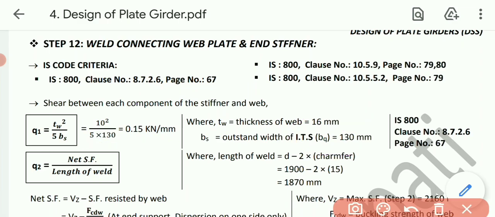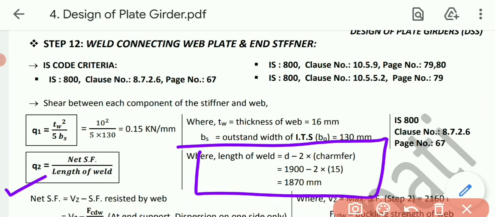Then Q2, that is net SF divided by length of weld. For that, like we already discussed in the unstiffened plate girder, length of stiffener is always D minus 2 times chamfer. Chamfer is the cut which we provide to connect the stiffener with the web, of 15 mm. So 2 times 15 will be deducted from the D. So the answer is 1870 mm. So we have got the length of weld.